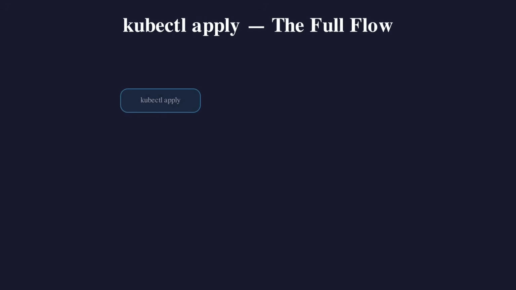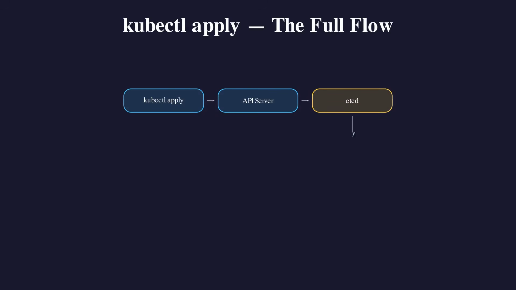Let's see how everything fits together when you deploy an application. You write a YAML manifest that describes your deployment, service, and any config maps or volumes you need. Then you run kubectl apply. Here's what happens behind the scenes. The kubectl command sends your manifest to the API server. The API server validates it and stores the desired state in etcd.